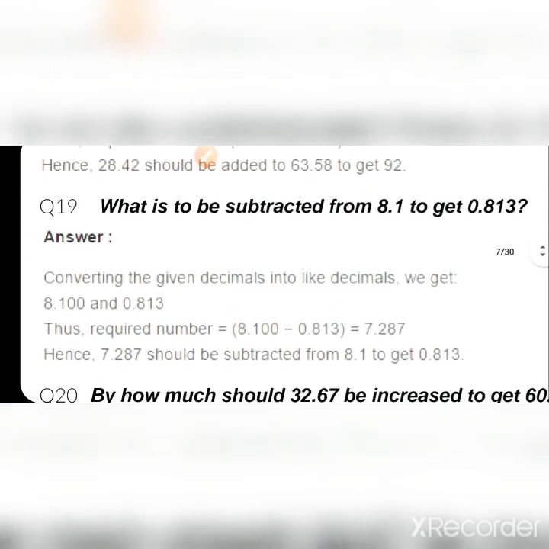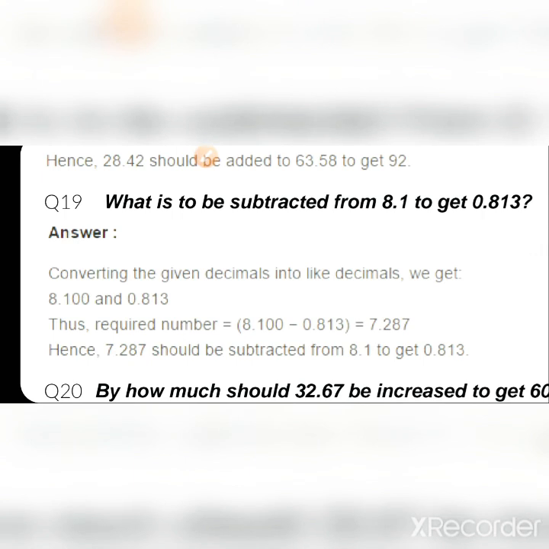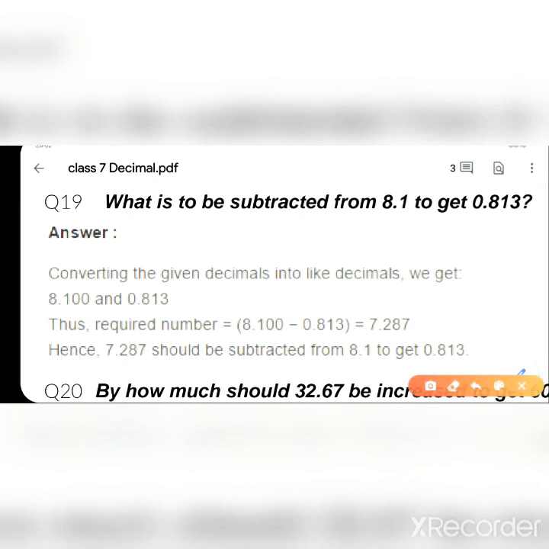What is to be subtracted from 8.1 to get 0.813? First you need to convert them into like decimals, as it has been done by adding two zeros to 8.1, and now it has been subtracted. In this way you can arrange them in column and subtract. This is very simple. I'm telling you the other way by which you can do it.